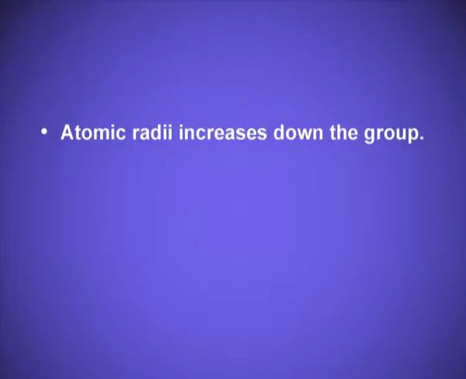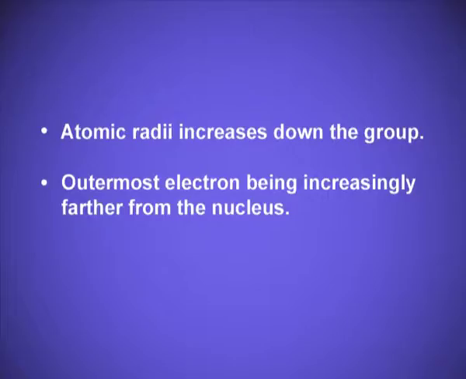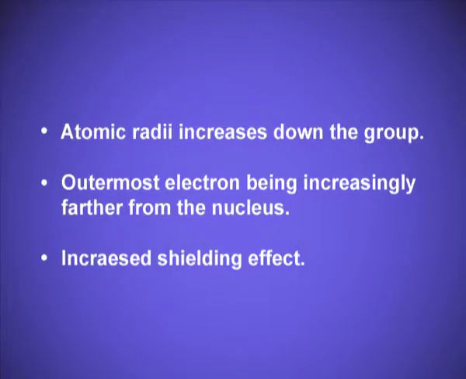Let me revise it again. It is due to atomic radii increasing down the group, the outermost electron being increasingly farther from the nucleus, and increased shielding effect. Increased shielding effect means that when the size is increasing down the group, the inner shells behave as a wall, a screen between the nucleus and the valence shell. So, it becomes very easy to remove the valence electron.